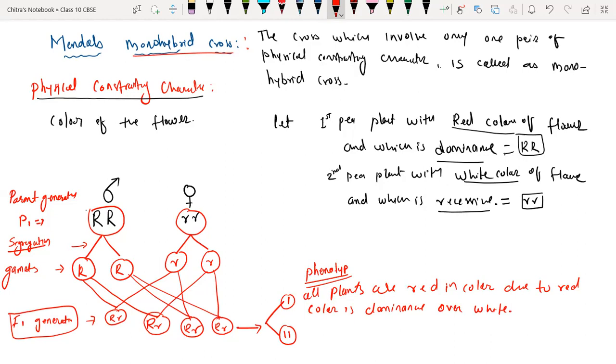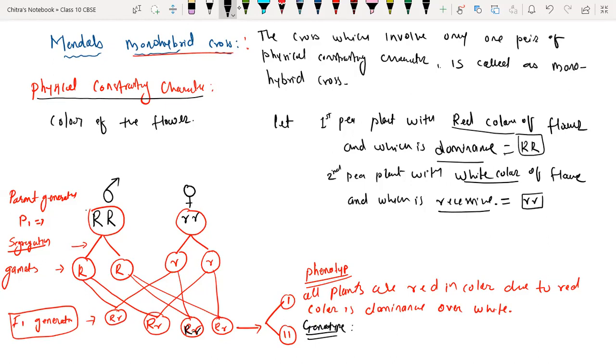But what does genotype mean? Genotype shows the genetic combination. So genetically, they have 50% character of red and 50% character of white, all the plants. That means they are hybrid.